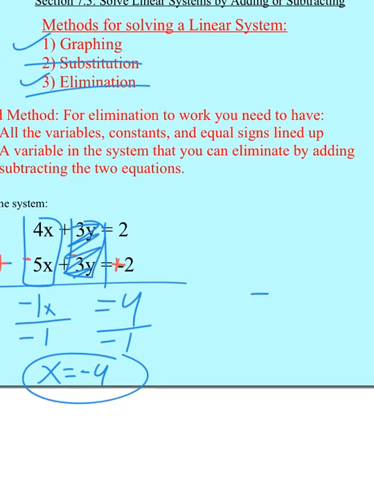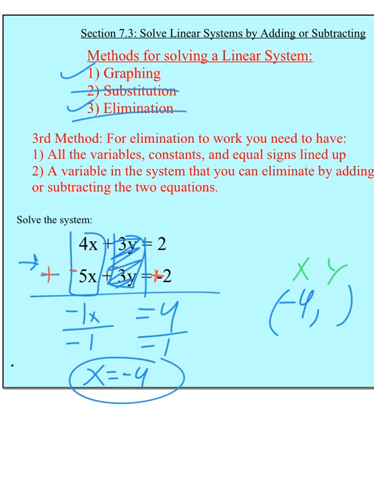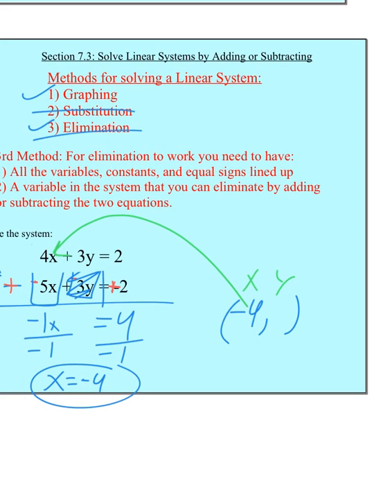So again, I've got half my answer. I'm really probably over halfway done with the problem. I just got to take that negative 4. And in this case, remember, this is an x and this is a y. So I'm going to plug that back in for x. Okay? I'm going to kind of erase some of that top equation so that I can see what I'm doing. Remember, it wouldn't matter which equation you put it back into, but in this case, I'm going to put it into the top one. Negative 4 times 4 gives me negative 16 plus 3y equals 2.